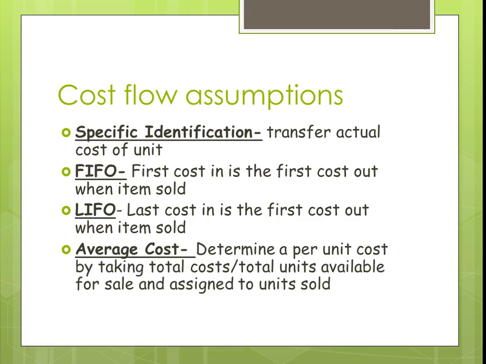And last, we have the average cost. We determine a per unit cost by taking the total cost of goods available for sale divided by the total units available for sale, and we get a per unit cost, and we're going to take that times the units sold. Average cost of goods sold will always fall between FIFO and LIFO.